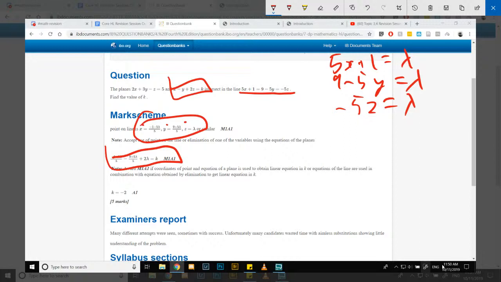Once you solve for all of this, you can do the same thing for the other plane. Then you can find k using a system of equations, and you get k equals -2.